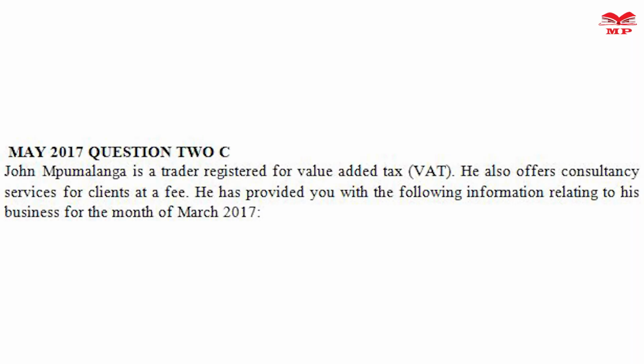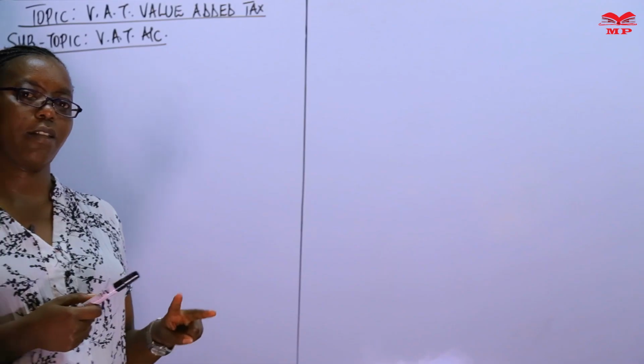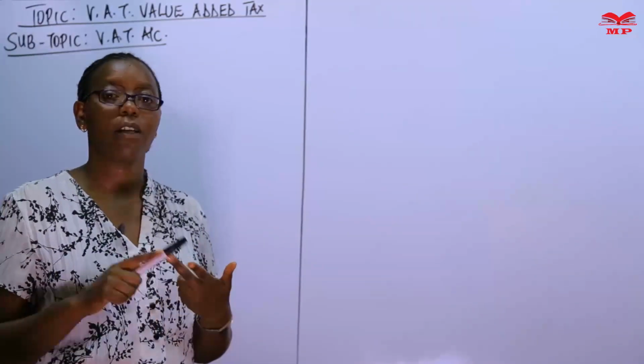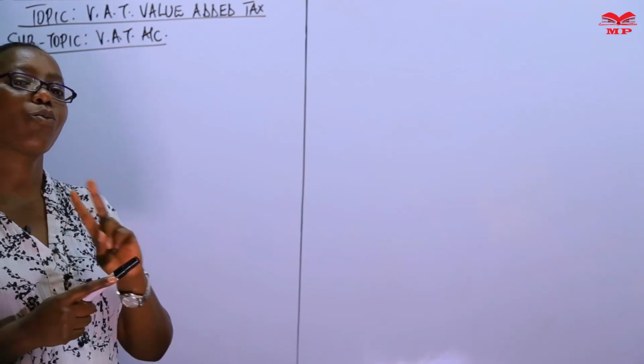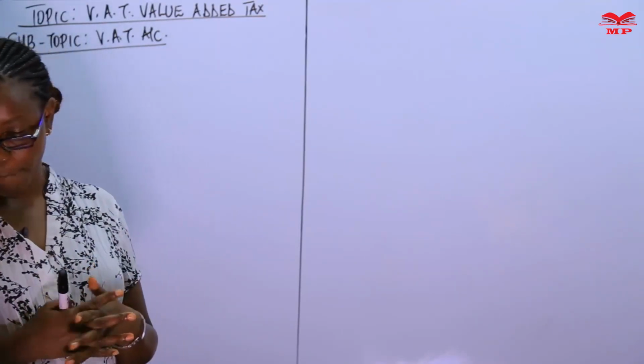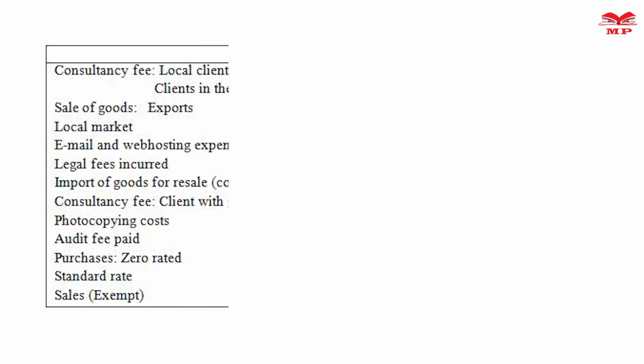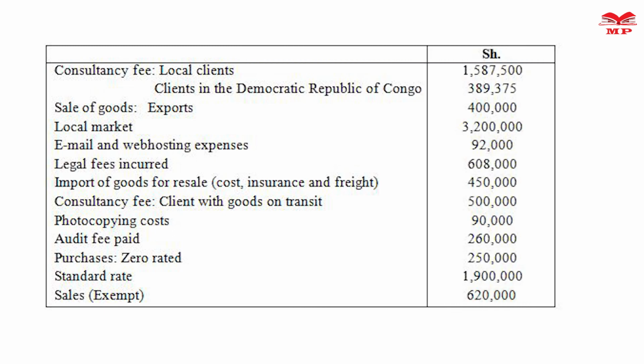So John is a trader registered for VAT. He also offers consultancy services for clients at a fee. Now, that means that John is doing 2 things. He's consulting for a fee and he's also selling goods. So he's making 2 types of taxable supplies. Then he has provided you the following information relating to his business for the month of March 2017.